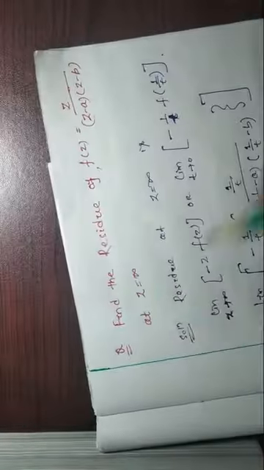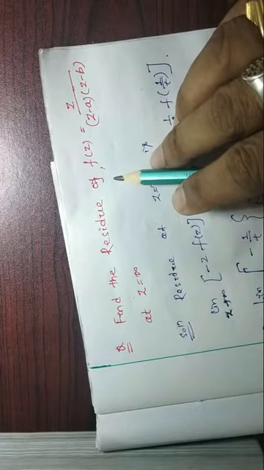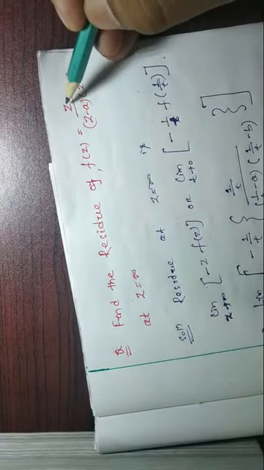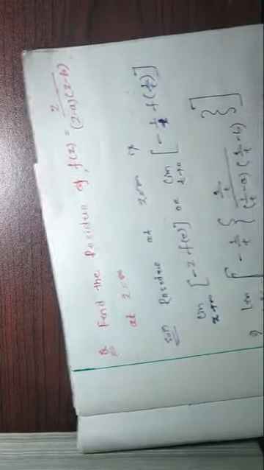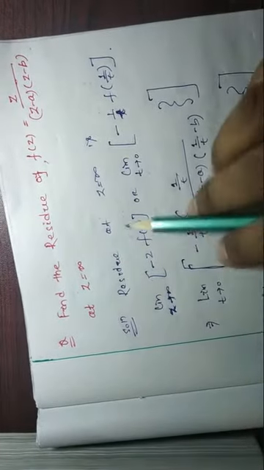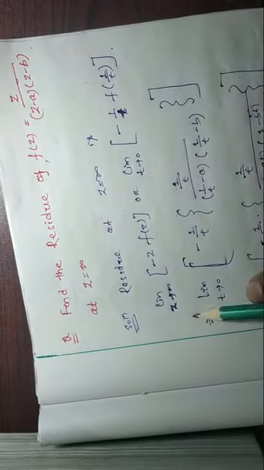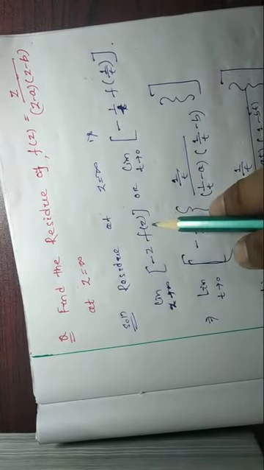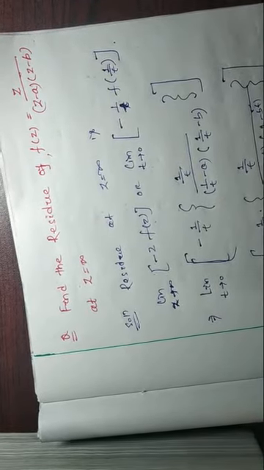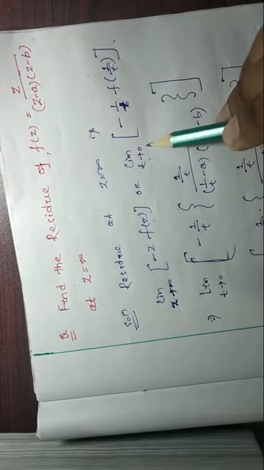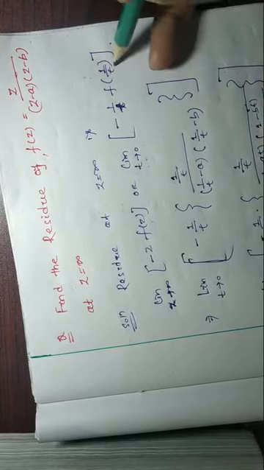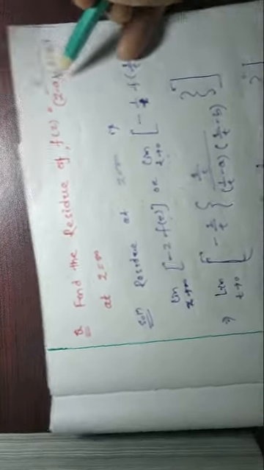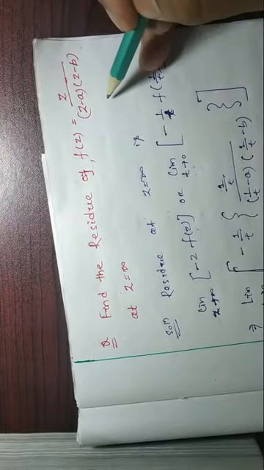First problem: find the residue of f(z) equal to z by (z minus a) into (z minus b) at z equal to infinity. So the residue at z equal to infinity is limit z tends to infinity of minus z into f(z), whatever we have found in our formula, or limit t tends to 0. Instead of z we can put 1 by t, and f of 1 by t. So instead of z we have to put 1 by t.